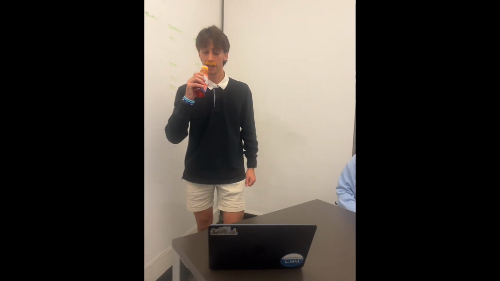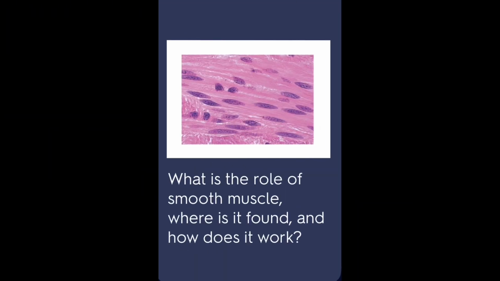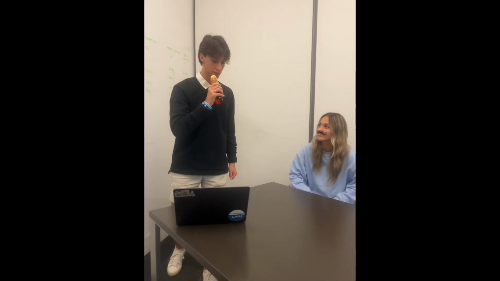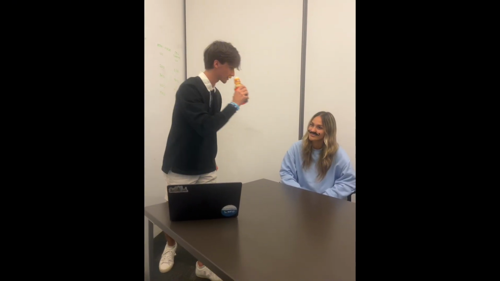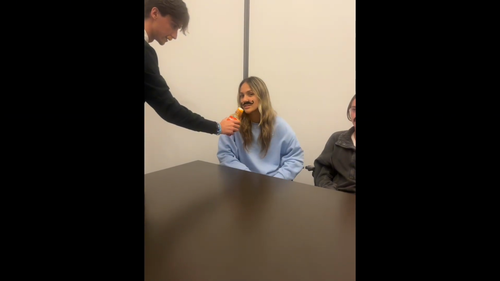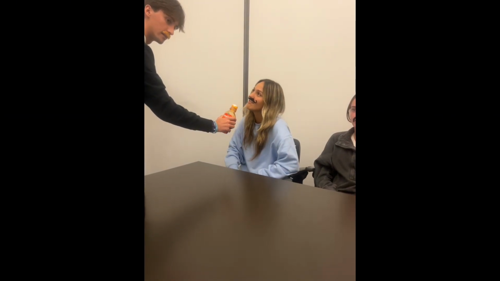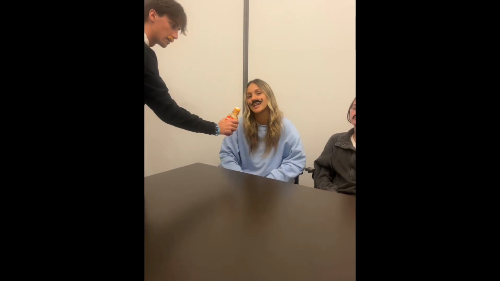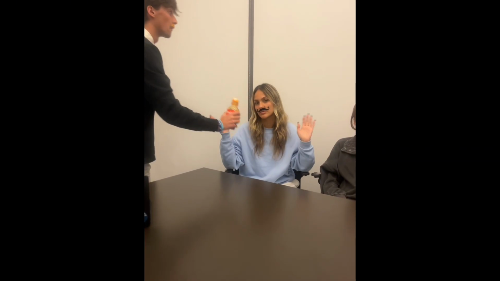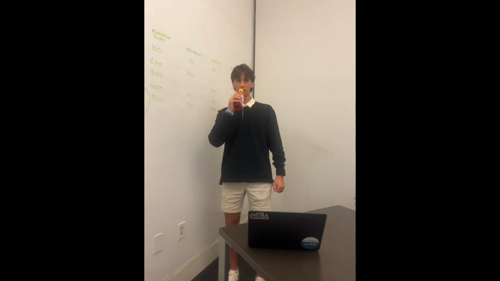Nerve and muscle 300. What is the role of smooth muscle? Where is it found? And how does it work? Smooth muscle is controlled by the autonomic nervous system. It is involuntary and non-striated and is found in the walls of our internal organs. Wow! That is correct!